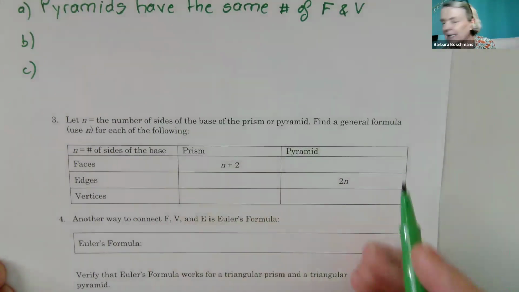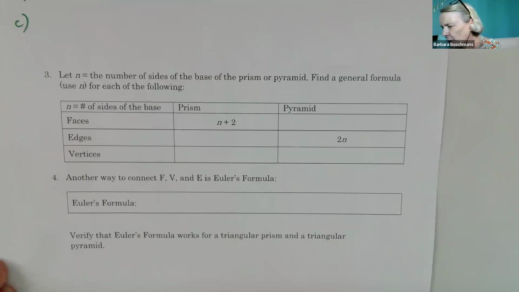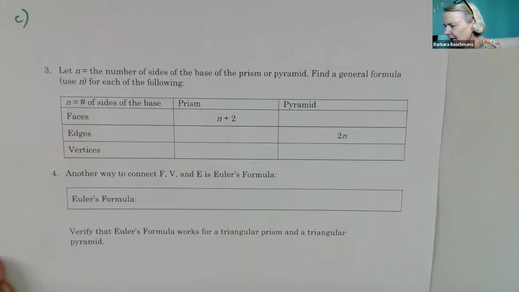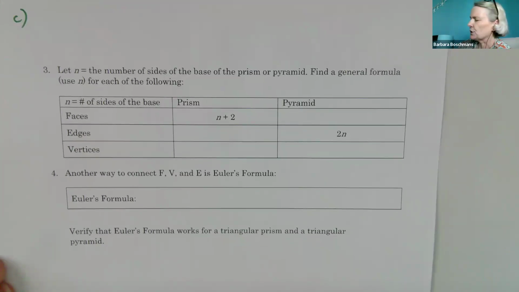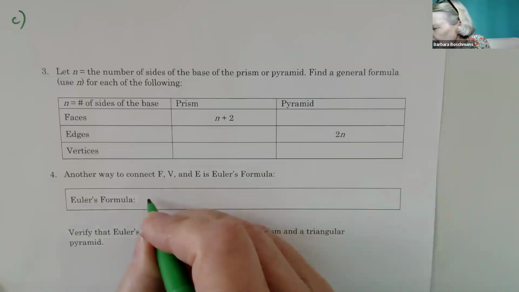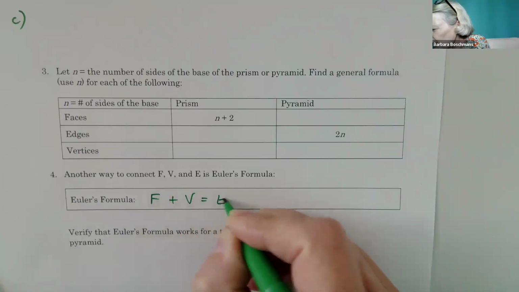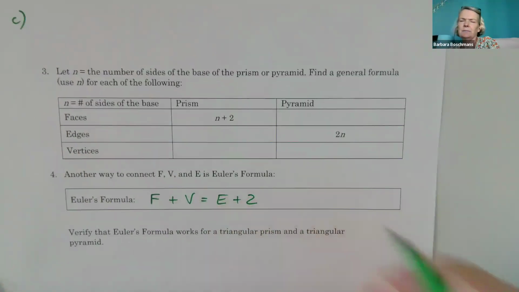Once you have all of these given, there's a number 4, which is another way to connect faces, vertices, and edges: Euler's formula. So this one works for both prisms and pyramids. It tells me that the number of faces plus vertices is the number of edges plus 2. Sometimes these are in a little bit of different order, but that's basically what it tells us.